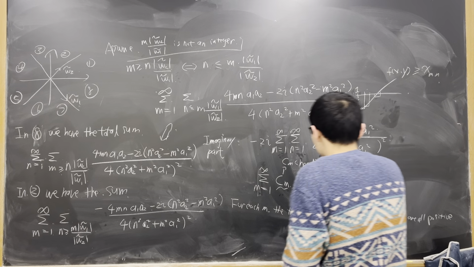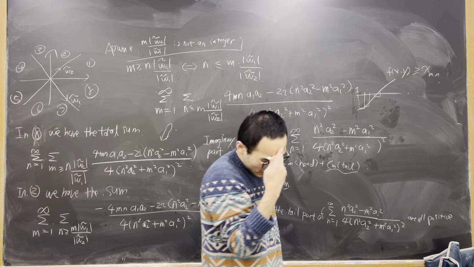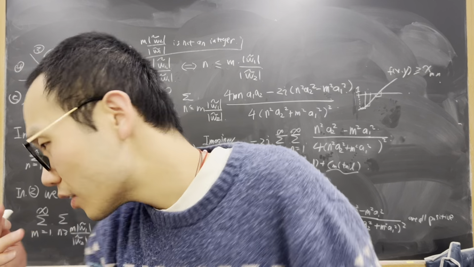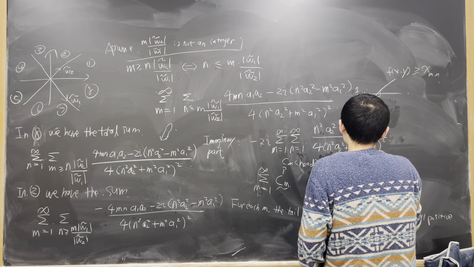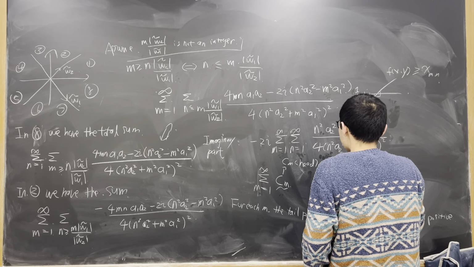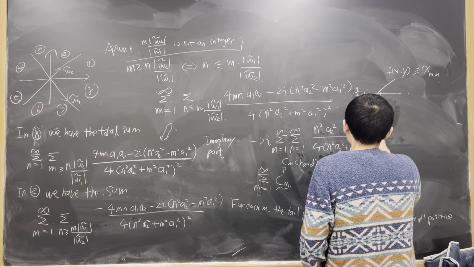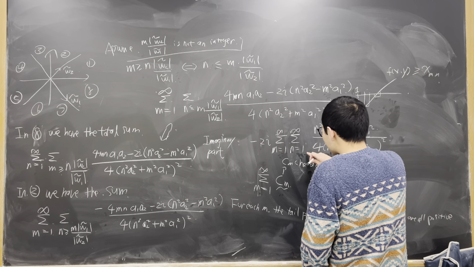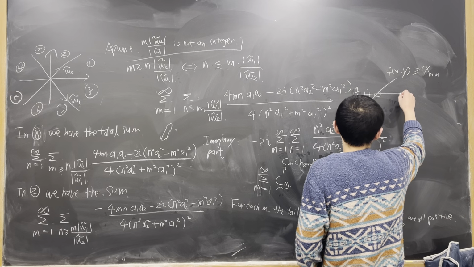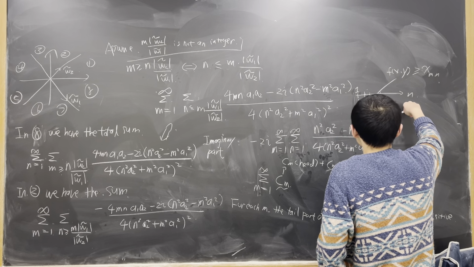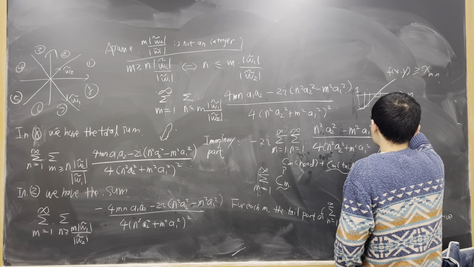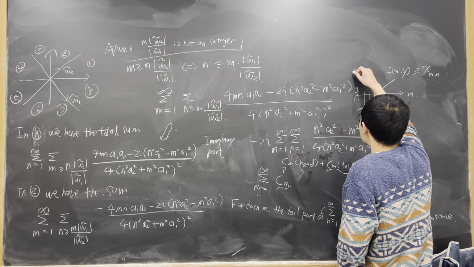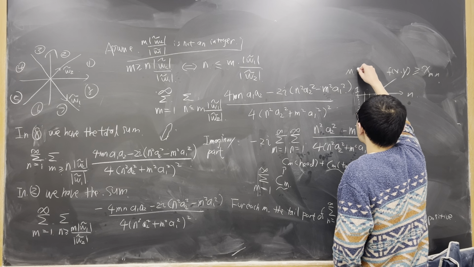Wait, I was a little bit confused. So this is like, okay. So at least I know that for this one, we'll think of this n as like that, for fixed m. So this m is fixed, okay.